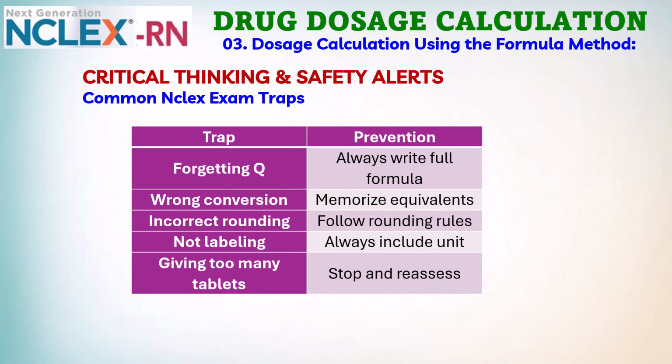So some common mistakes students make are forgetting Q. So always write the full formula. Wrong conversion. So memorize equivalents. Incorrect rounding. So follow the rounding rules. Not labeling. Always include the unit. And giving too many tablets. So stop and reassess. If you are calculating extreme values, you have to stop and first estimate, then check the formula and confirm the answer.